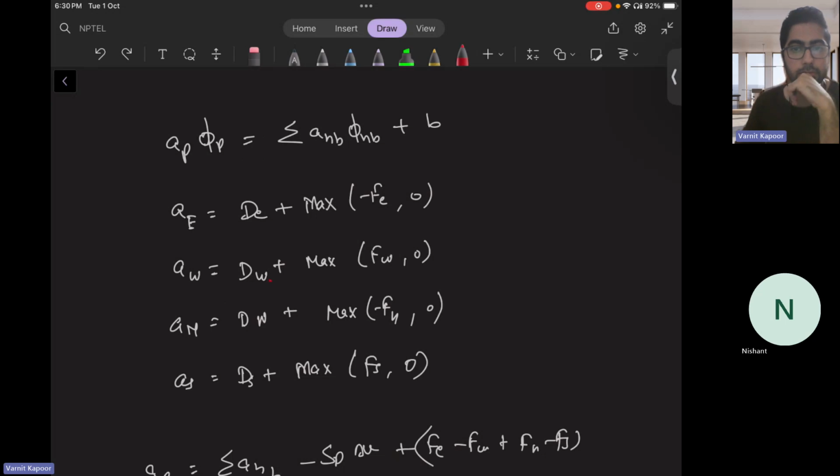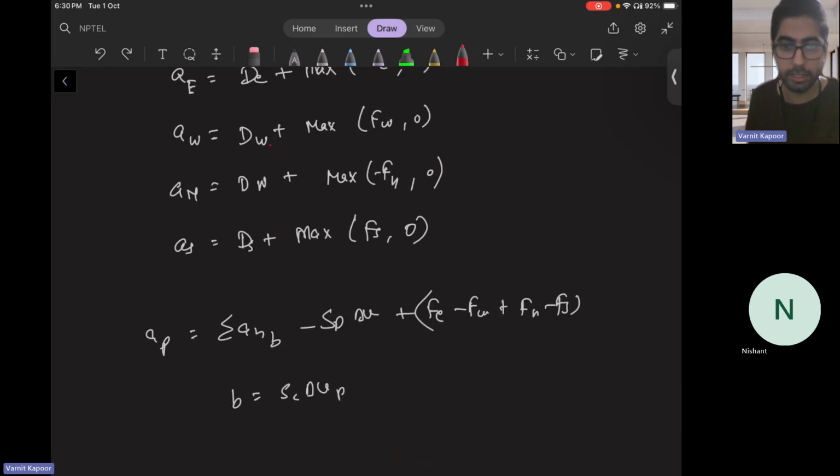The entire term will become 0. If it is satisfying the mass conservation equation, that means we have Fp minus this entire term, Fe minus this entire term, would be equal to this whole term. Sorry, this whole term will be 0 because it is satisfying the mass conservation. If source is 0, the incompressible flow equation is there.